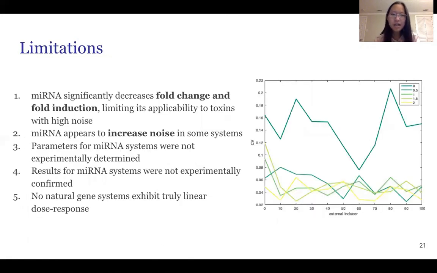Some limitations: miRNA does significantly decrease fold change and fold induction, so this limits its applicability to systems that have high noise, because we're not going to be able to see the difference between maximal expression and no expression at all. Also, miRNA does appear to increase noise in some systems, which you can see on the right here. And the parameters for the miRNA systems were not experimentally determined or confirmed because all of this research was, of course, done from my home.